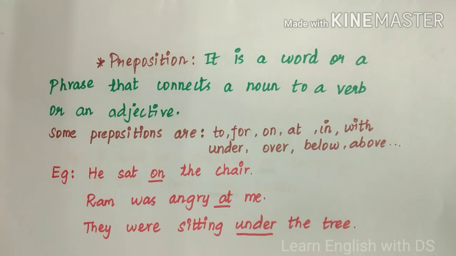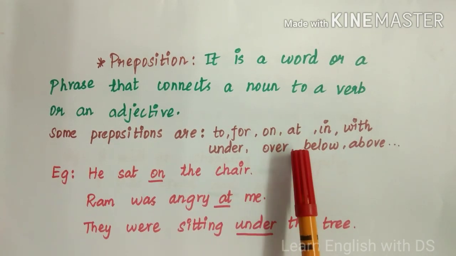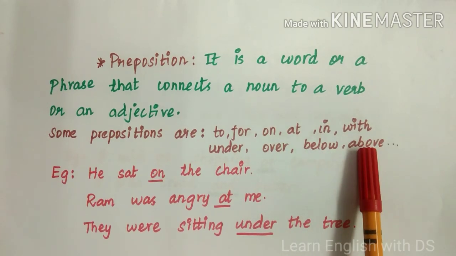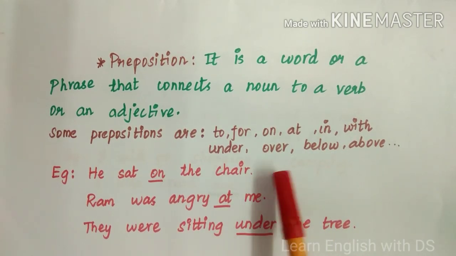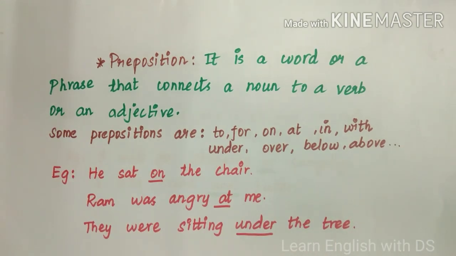The next part is preposition. It is a word or a phrase that connects a noun to a verb or an adjective. It shows the position of the noun. Some prepositions are to, for, on, at, in, with, under, over, below, above, and etc. Now look at the examples.